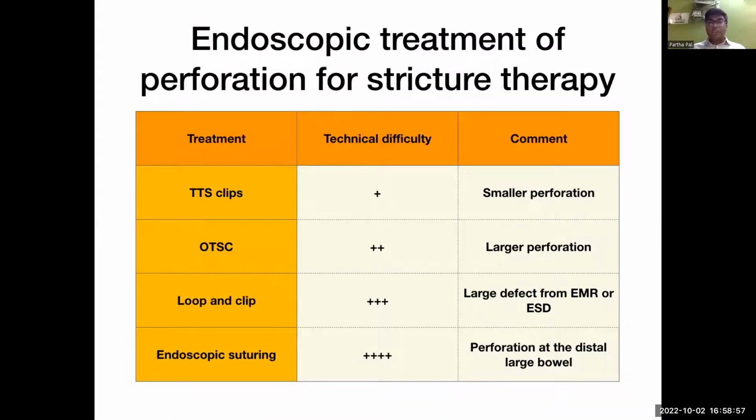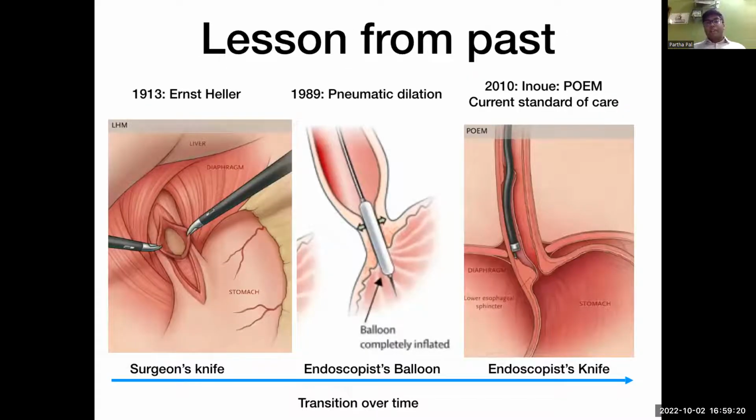For smaller perforations, clips work, but as the size of the perforation increases, you can use an OTSC, loop and clip technique, or endoscopic suturing. But finally, all these techniques are technically difficult to learn, and suturing may only be possible in the distal bowel because you have to introduce the device. But as you can see, there is a lot of advancement in the technology. I can foresee that treatment of refractory strictures may slowly move from the surgeon's knife to the endoscopic balloon to the endoscopist's knife over time.